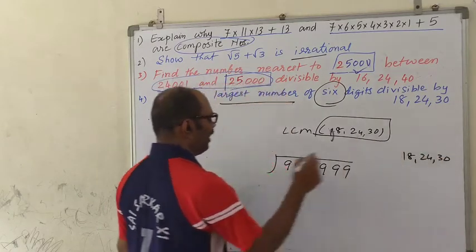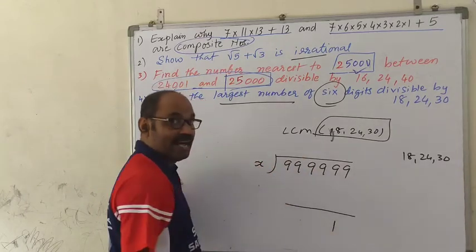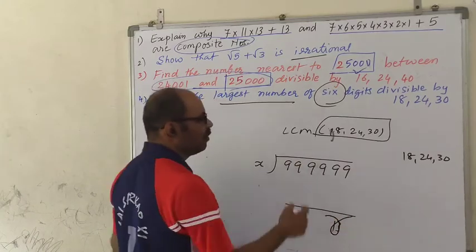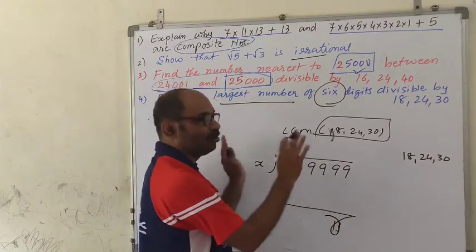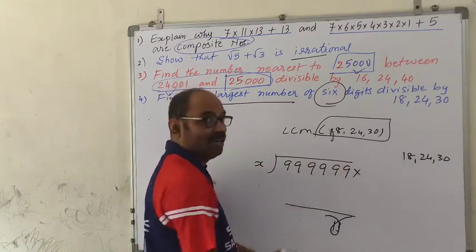You find out, children, whatever LCM comes. Divide, and see whatever remainder comes. If remainder 0 comes, then you have got the answer. This is the largest number. If remainder 0 does not come, then this is not a multiple.